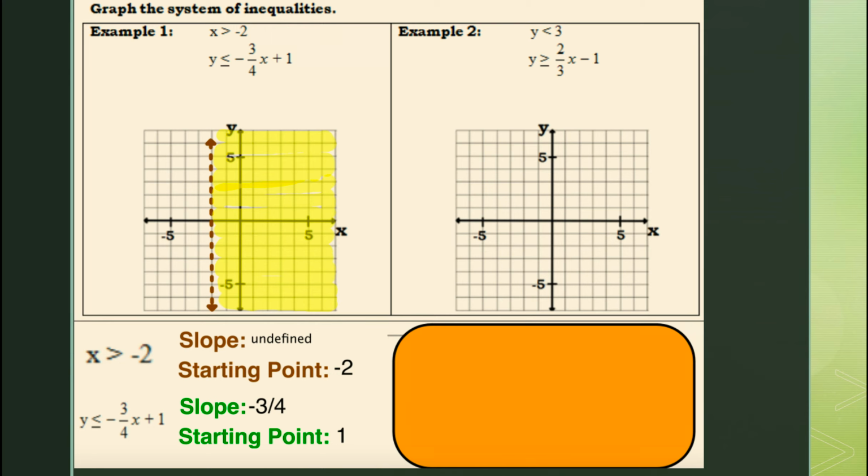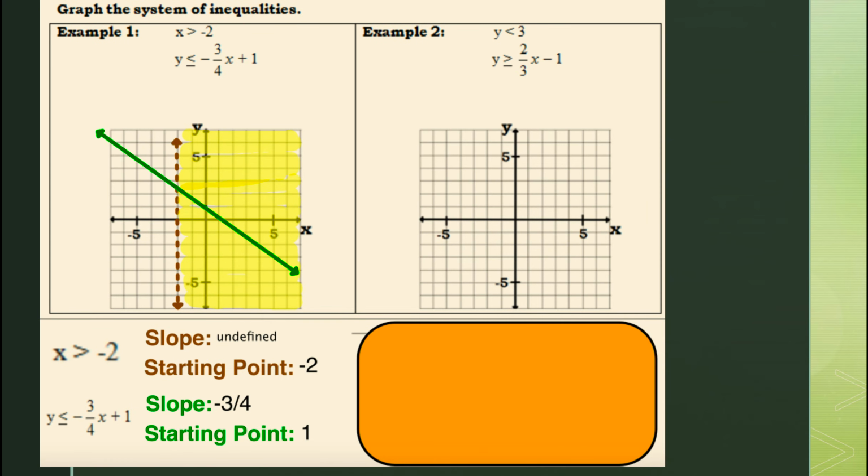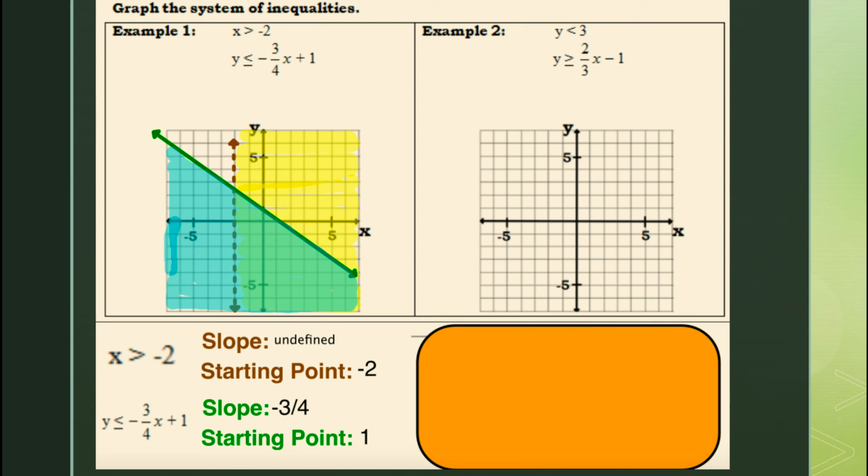And then when you graph the next inequality, again, it was a negative slope, so we know the line is going down from left to right. Starting point was at 1, so down 3, to the right 4. And in this case, you see how the y is to the left there, and it says y is less than or equal to. So if it's less than, it's lower, it's below it. You can shade below that line.